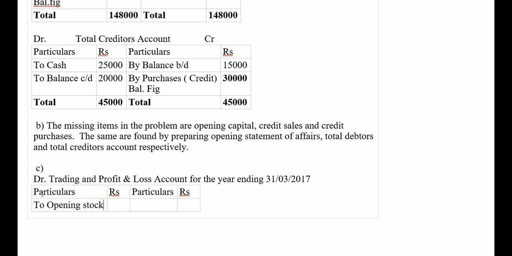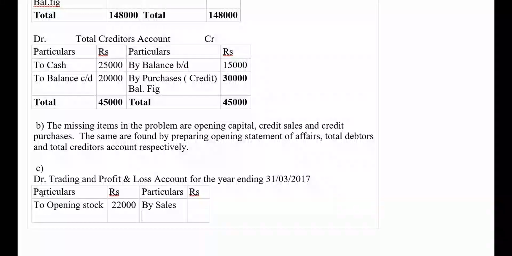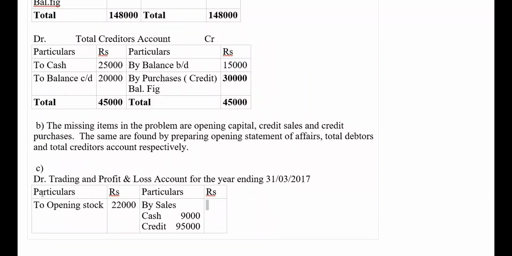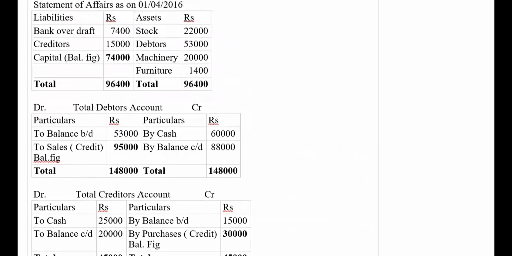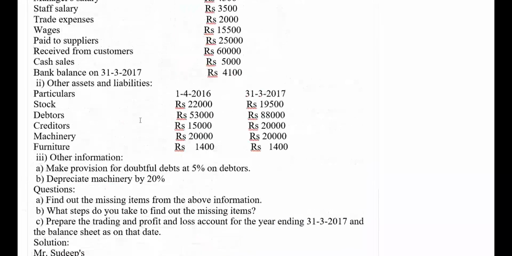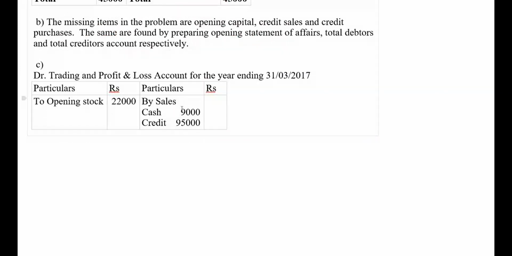So to opening stock, the opening stock is given as rupees 22,000. Then by sales, in the problem we have been given both, that is cash sales and credit sales, which we have found to be 95,000. Sorry, just a minute, we need to ascertain from the information here, cash sales are 5,000, not 9,000. So the total here will be 1 lakh.